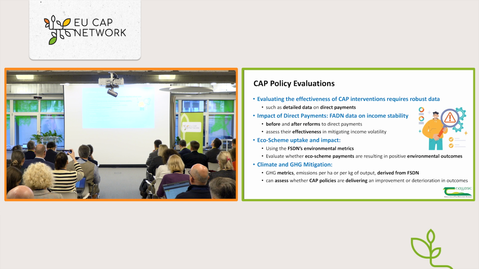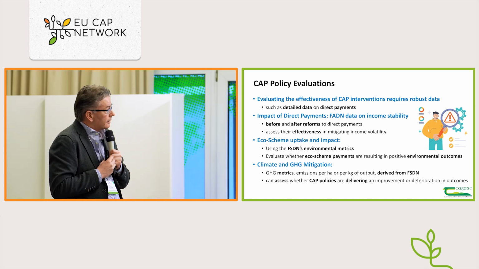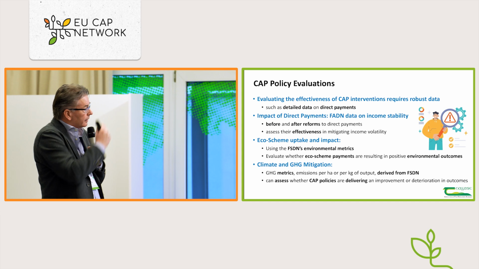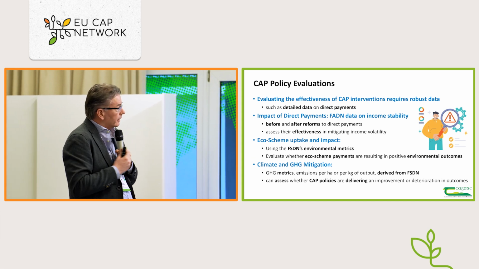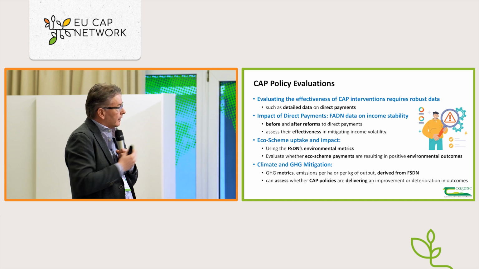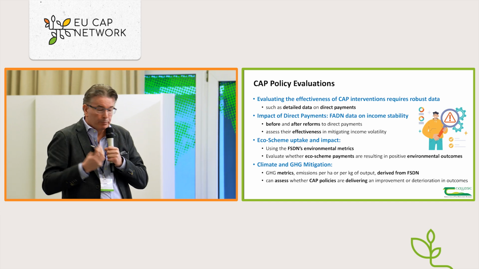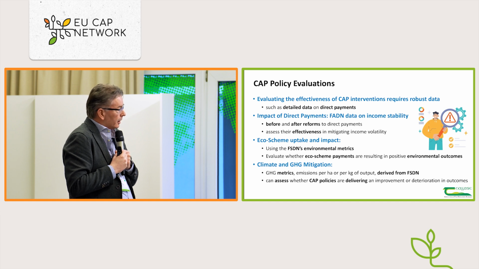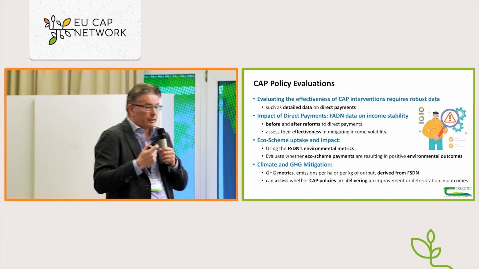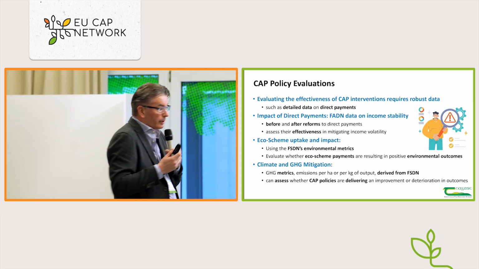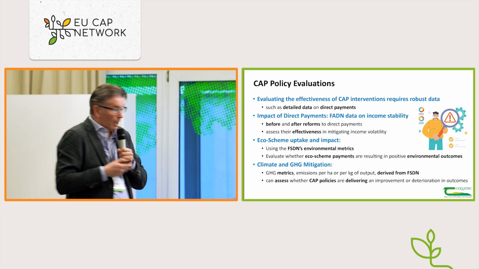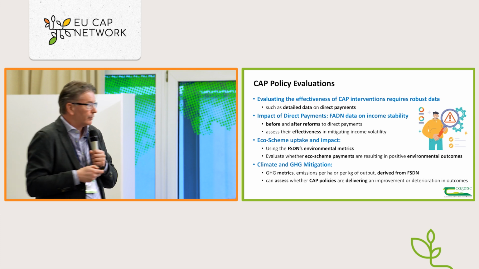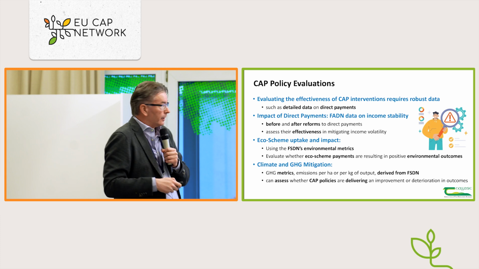Moving then to CAP policy evaluations, we can look at the effectiveness of the CAP, and we need robust data in order to do that. So we can look at the impact of direct payments, again, using data from FADN. But moving into the sphere of the new data set with FSDN, eco schemes, their impacts, the level of uptake, which types of farms are involved, and also then looking at climate and greenhouse gas mitigation issues, developing metrics that show us how much emissions are produced per hectare or per farm, for example, and other types of environmental metrics also. And we can ultimately begin to see over time whether the CAP is having the desired impact that we would like to see it have from not just an economic point of view, but also an environmental and social context.